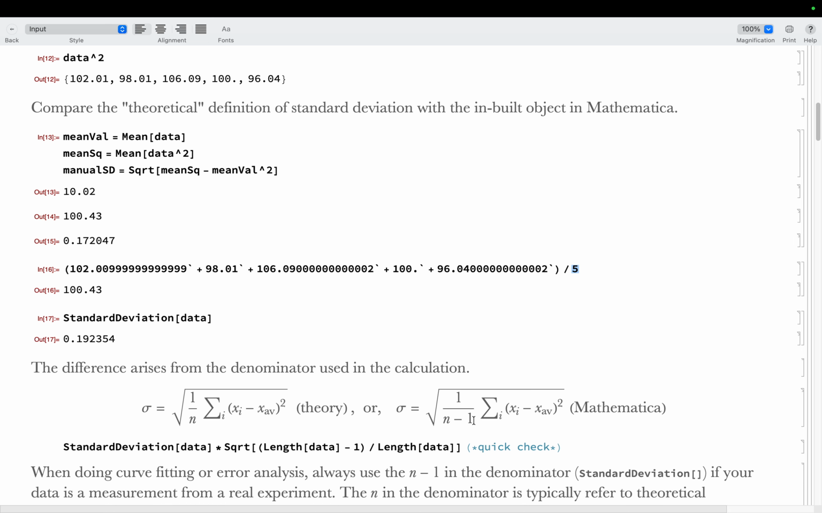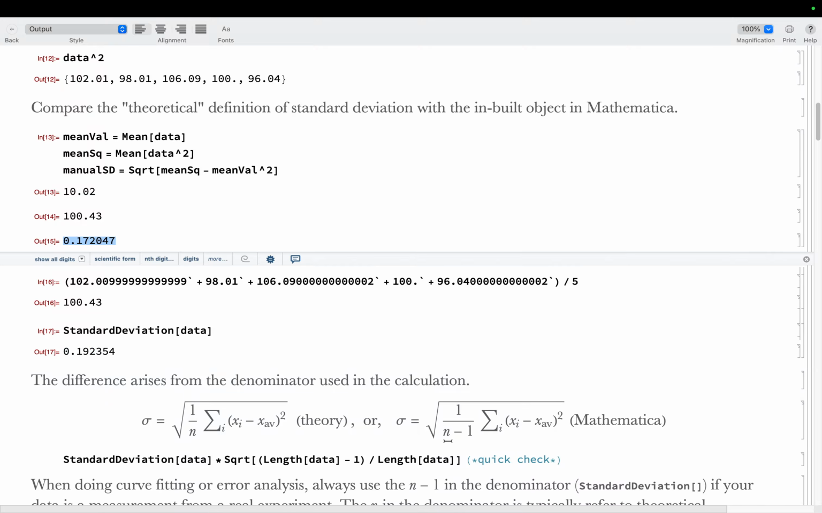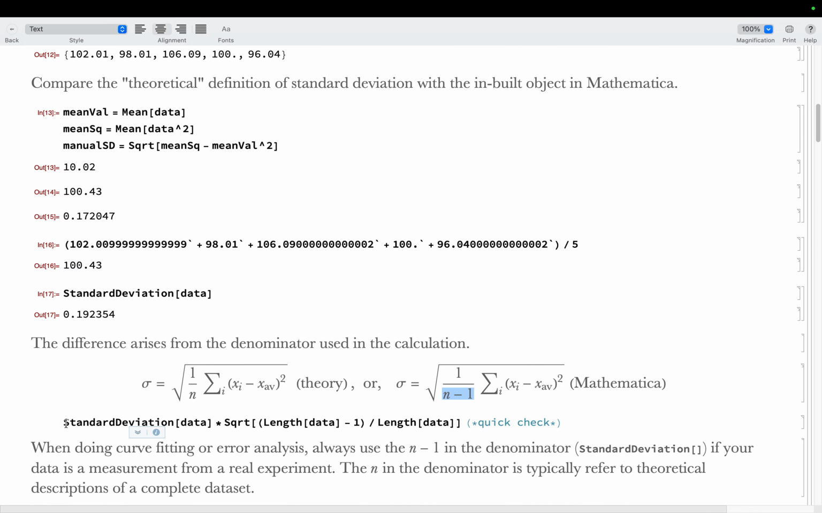But in Mathematica they use n minus 1. So, this is not n, but they use n minus 1. That is why when you calculate the standard deviations using these functions, you will get a bigger number than this, because your numerator is smaller. So, I will cross check. They use n minus 1, so I multiplied with n minus 1 over n.